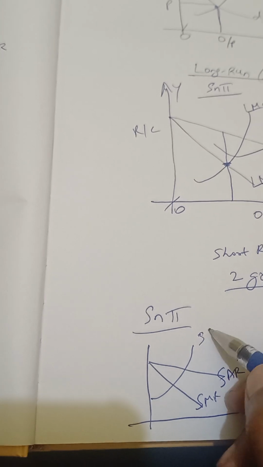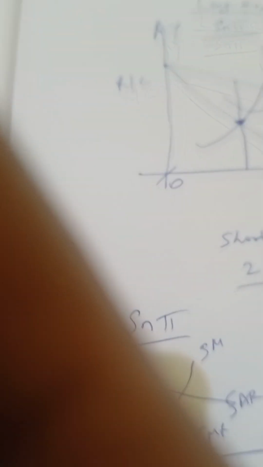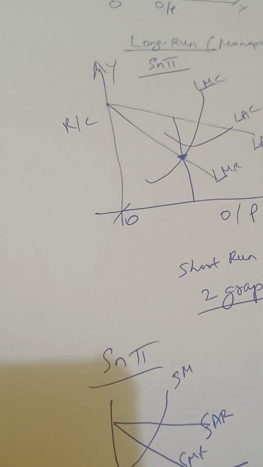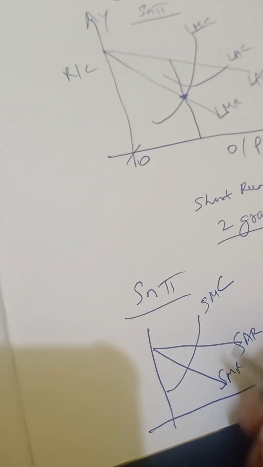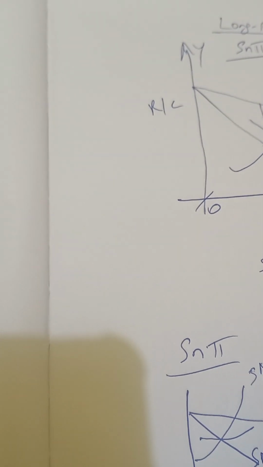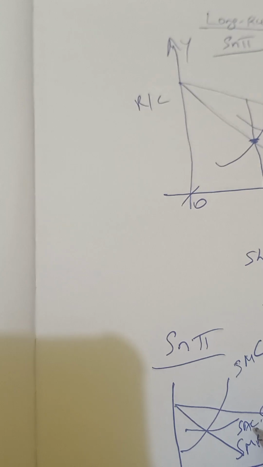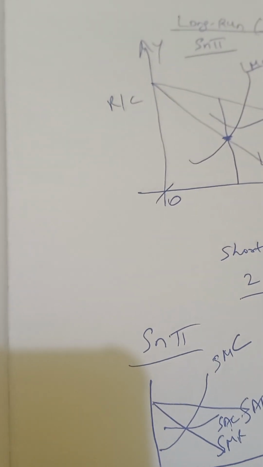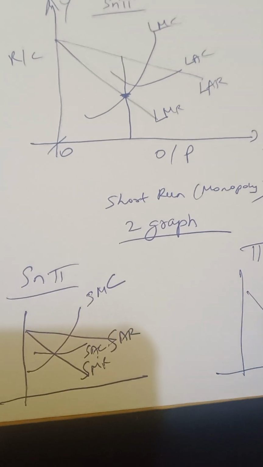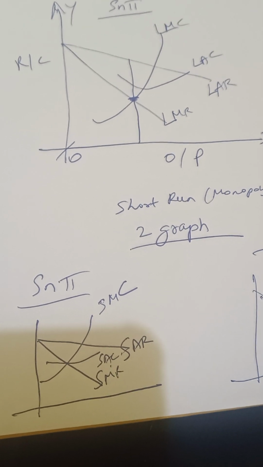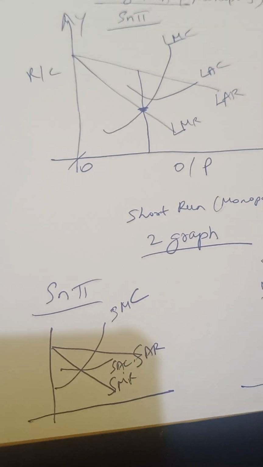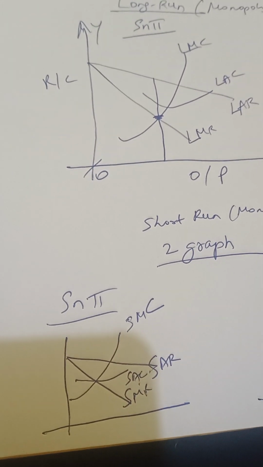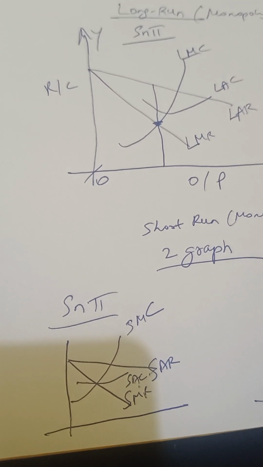Then you have the short run marginal cost. In the case of short run, you have the average cost less than the short run average revenue. So that will be one situation of supernormal profits. The other situation is where you have MR, AR, short run marginal cost. You have the case of normal profits.